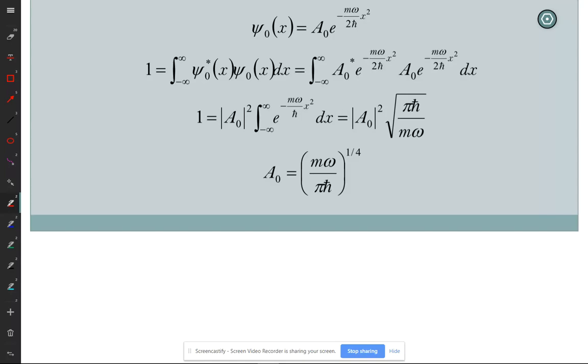Okay. So if we want to normalize this, we're going to take the integral over all space. That's why it's the integral from minus infinity to plus infinity of psi star psi. And so now we've just put in psi star and psi. So the A0 is the only thing that could be complex here. So we have a mod squared integral from minus infinity to infinity. Notice it was over 2 and over 2. When we add those together, 1/2 plus 1/2 is 1. So it's just minus m omega over h bar x squared.